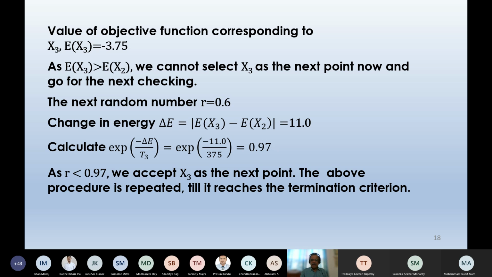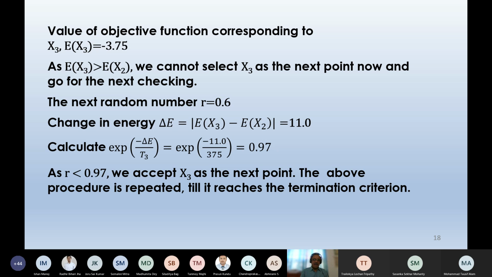But as I told, we want to give a chance to this particular solution with the help of that Boltzmann probability distribution concept. Now, how to implement? I have already discussed. The next random number is found to be 0.6, as I have already stated in the statement of the problem. Now, change in energy, that is delta E, is nothing but the mod value of Ex3 minus Ex2, that is equal to 11.0.